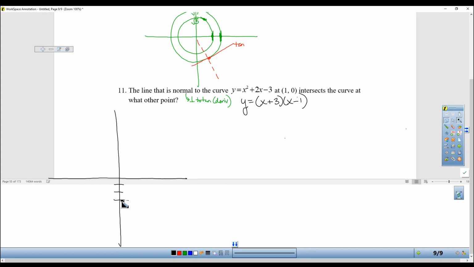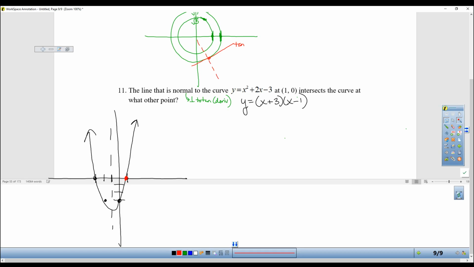But I already know the y-intercept, and now I know the x-intercepts are negative 3 and 1. I know that this is the axis of symmetry, and I know that this is another point. Do I actually need to find the vertex? No, I just want a picture of it. So this is a great picture.